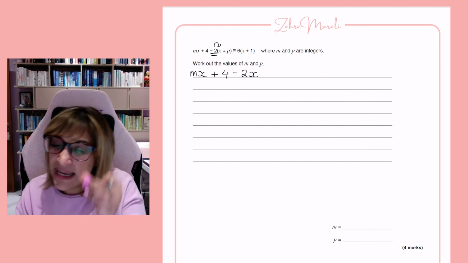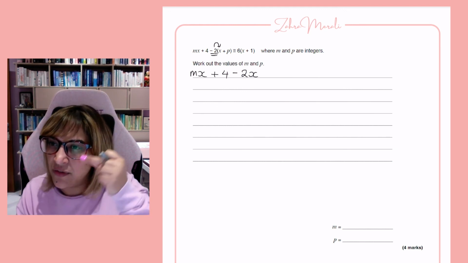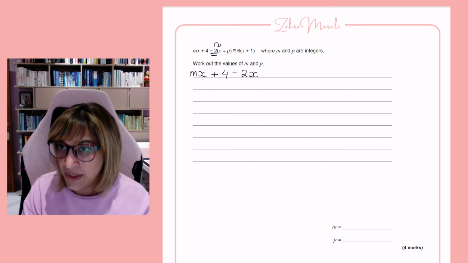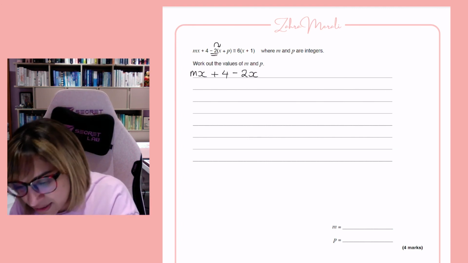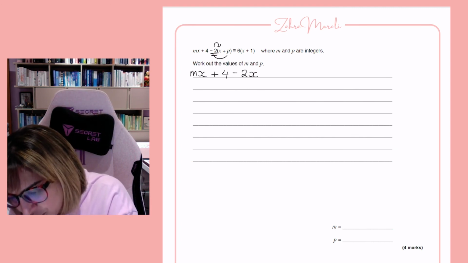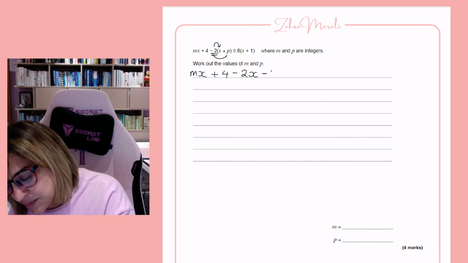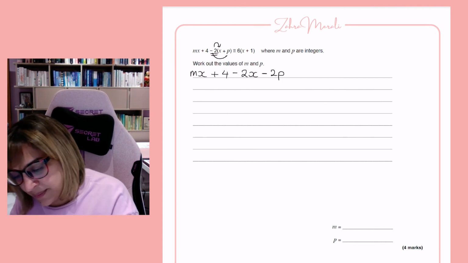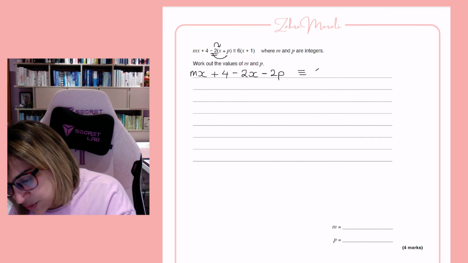And then always take the sign in front of the number of your bracket. That way you're never going to get yourself in a muddle. Minus 2 times p, so minus 2p. Okay? And that's equivalent to 6x plus 6.